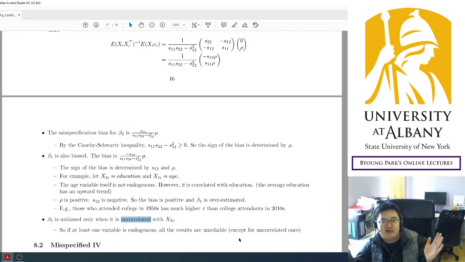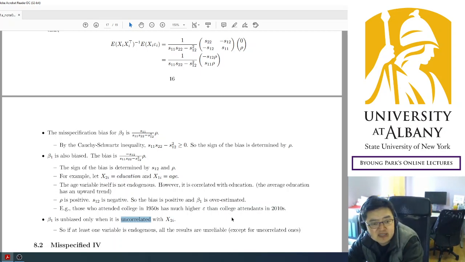So that means endogeneity is a serious problem. When one of the regressors is endogenous, everything is wrong. So it's a big problem. That's why I spend a lot of time on this chapter. And it's a serious problem for almost any kind of economics application.